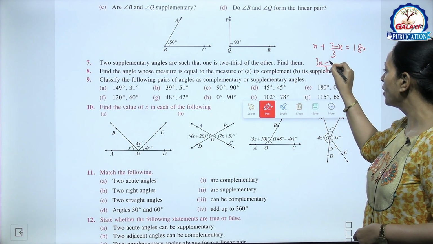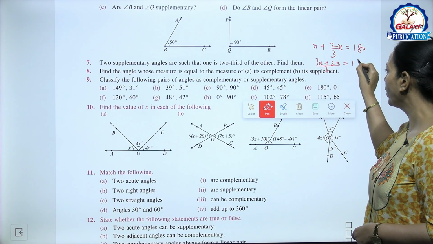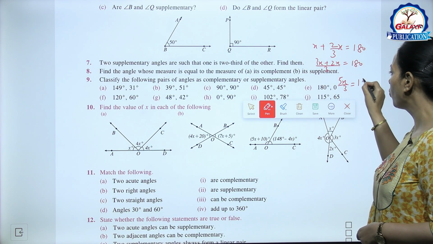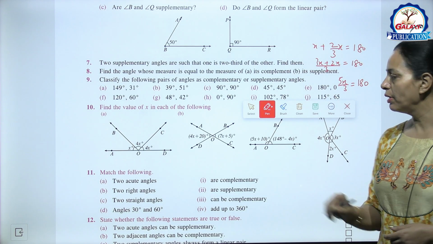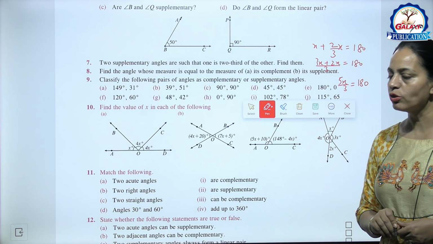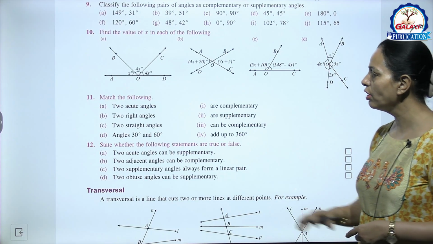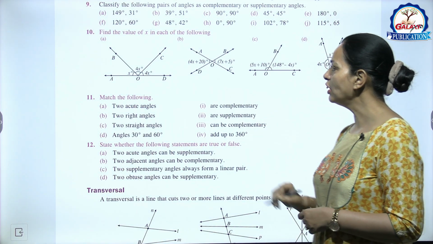So 3x plus 2x equals 180. So 5x upon 3 equals 180. So similarly now you can try for x, you can find x. Okay. Now here next, like 10th question, find the value of x in each of the following.